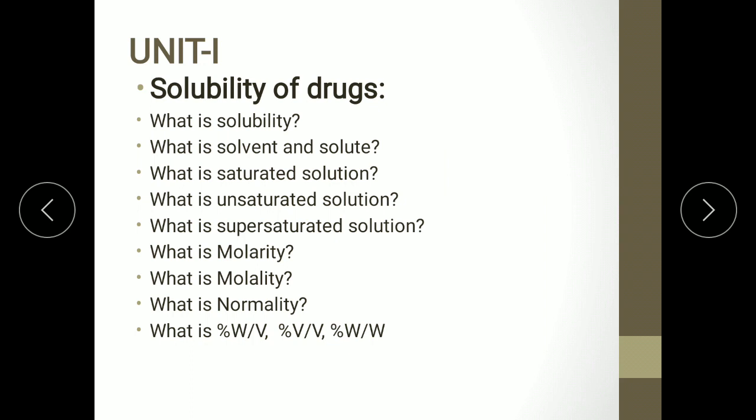Now next, solubility. What is solubility? Solubility at a definite temperature is the maximum amount of solute dissolved in an amount of solution. At a definite temperature, the maximum amount of solute that gets dissolved in an amount of solution is called solubility. Simple. Now next, what is solute and solvent? Now solute is a dissolved substance in solution.